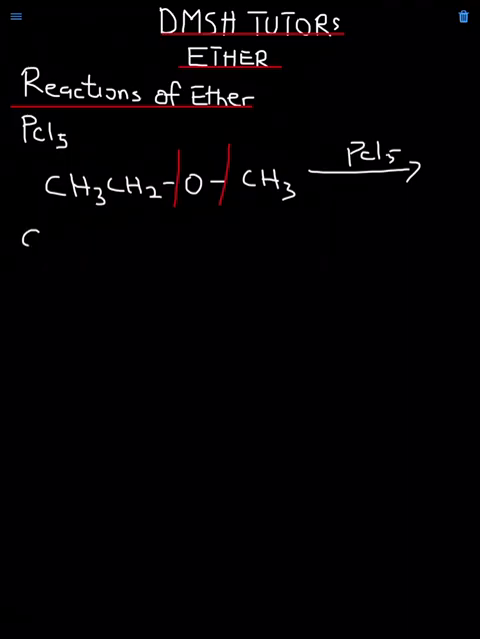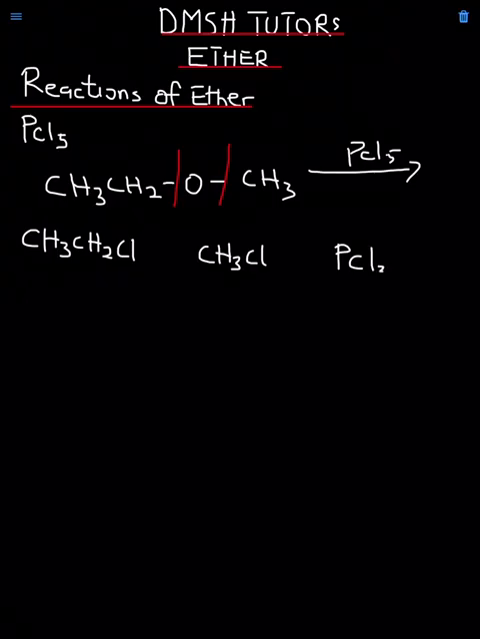So this one becomes CH3Cl, and this one becomes CH3CH2Cl. Then the oxygens: out of 3 chlorines, 2 chlorines remain. Out of 5 chlorines, 3 chlorines remain. Then the oxygen will come and do insertion. Therefore you have POCl3.